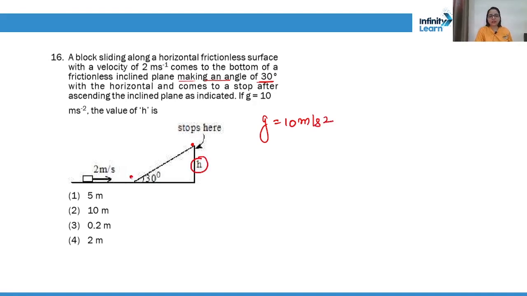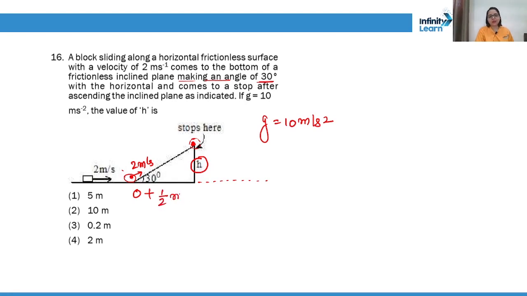So basically at this point the velocity of the block is 2 meter per second and it comes to rest over here after covering a vertical distance of h, right? So in this case again the surface is frictionless. There are no non-conservative forces acting on the system, so you can conserve the mechanical energy. Initial mechanical energy over here is equal to final mechanical energy over here, right? So for initial mechanical energy, you can take this one as a reference line. So potential can be considered as 0.